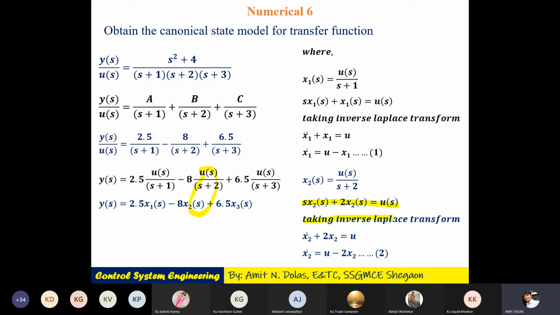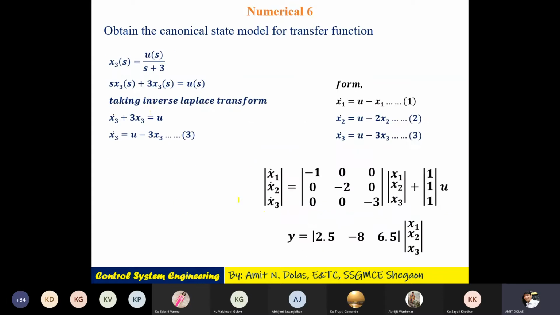Taking inverse Laplace transform of the same, you will get x2 dot equal to u minus 2x2. Second equation. Again we may go for the third. You will get the third equation using this relationship, taking inverse Laplace transform. No need to repeat it again. So x3 dot will be u minus 3x3. This is the third equation.